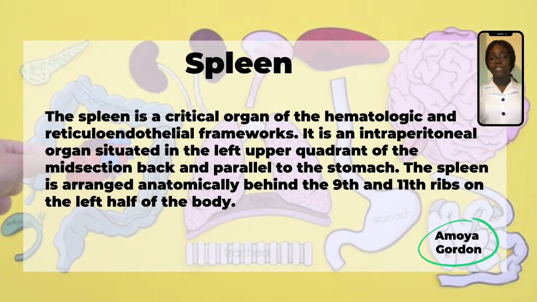The spleen is a critical organ of the hematologic and reticular endothelial frameworks. It is an intraperitoneal organ that is situated in the left upper quadrant of the middle section back and parallel to the stomach. It is arranged anatomically behind the 9th and 11th ribs of the left half of the body.